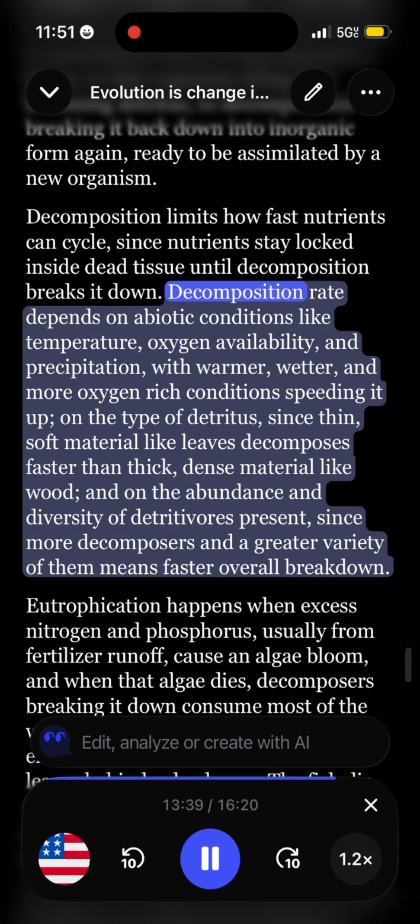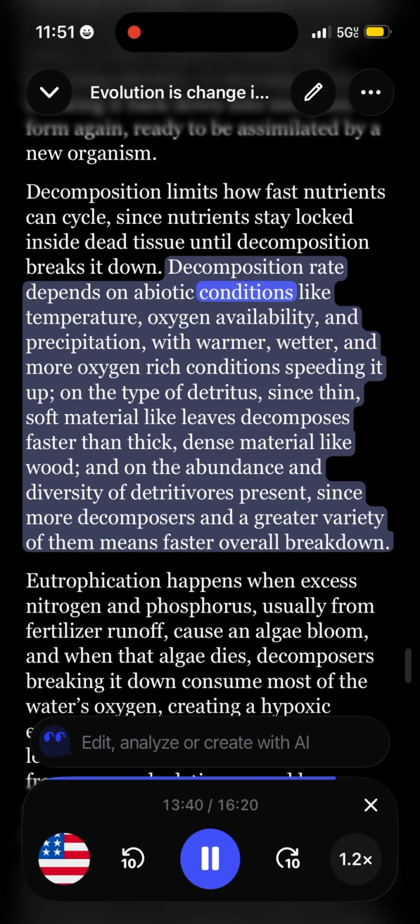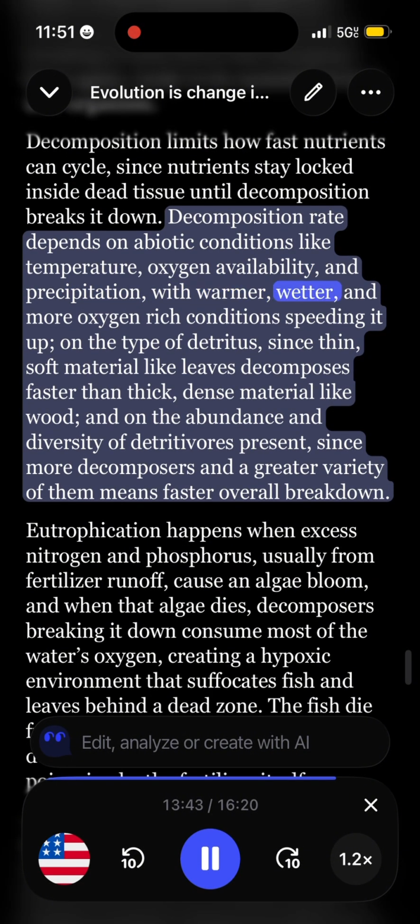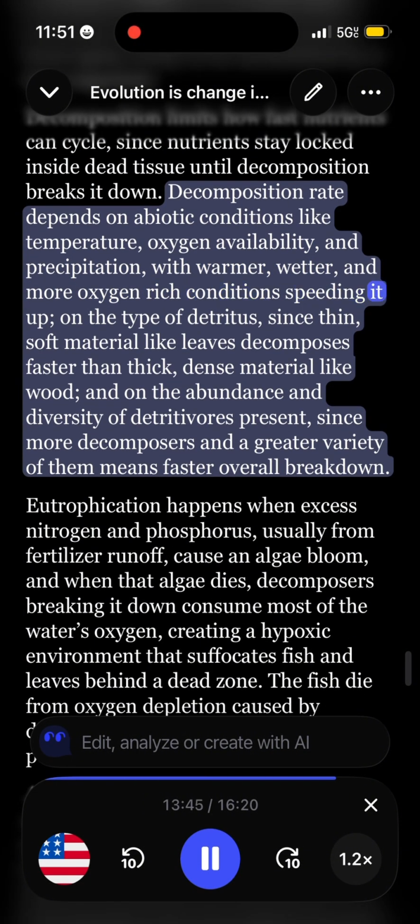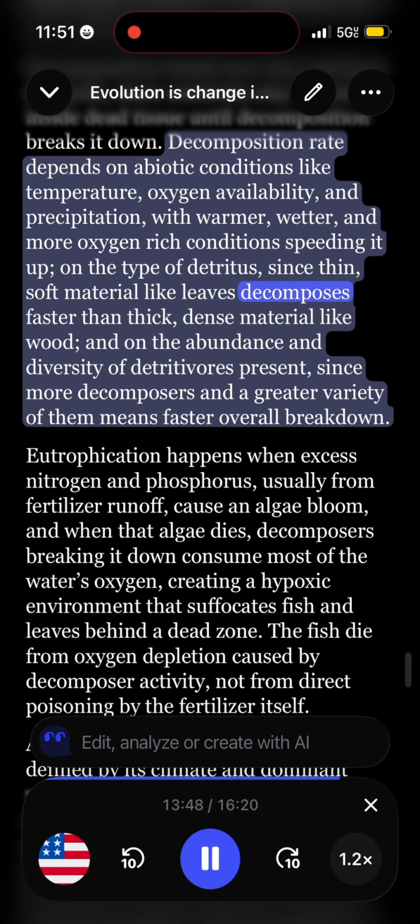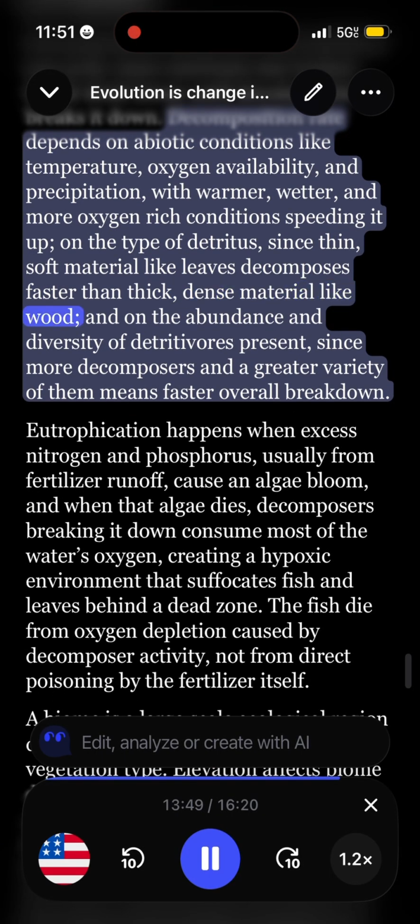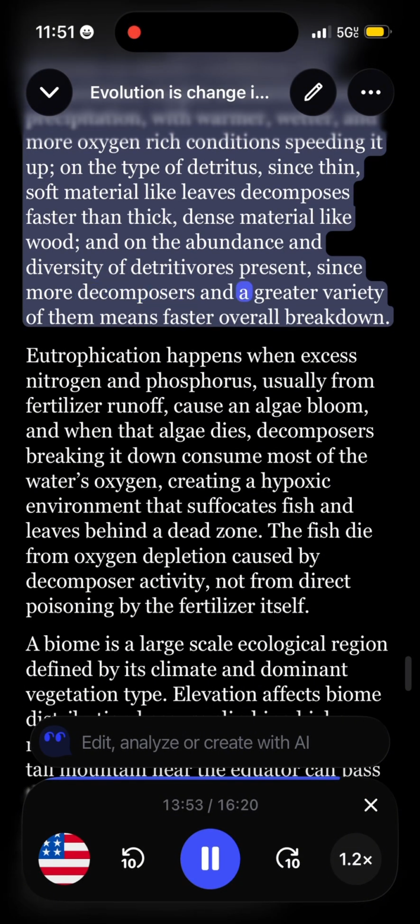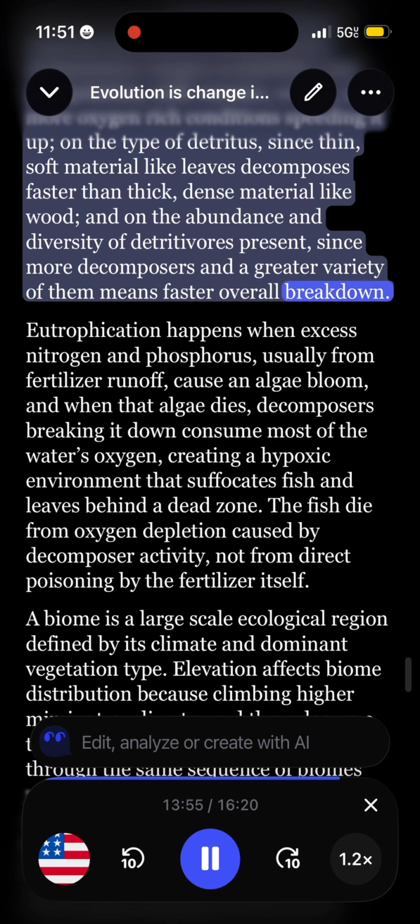it down. Decomposition rate depends on abiotic conditions like temperature, oxygen availability, and precipitation, with warmer, wetter, and more oxygen-rich conditions speeding it up. On the type of detritus, since thin, soft material like leaves decomposes faster than thick, dense material like wood, and on the abundance and diversity of detritivores present, since more decomposers and a greater variety of them means faster overall breakdown.